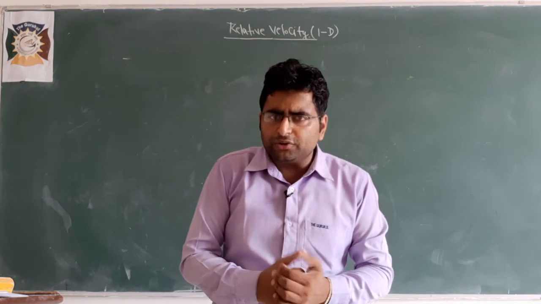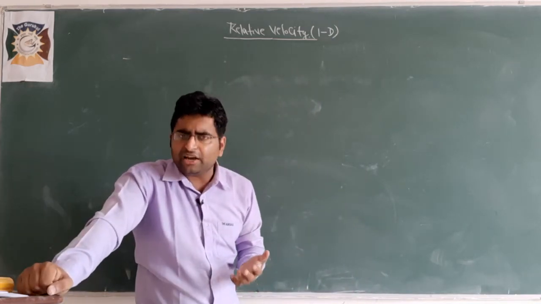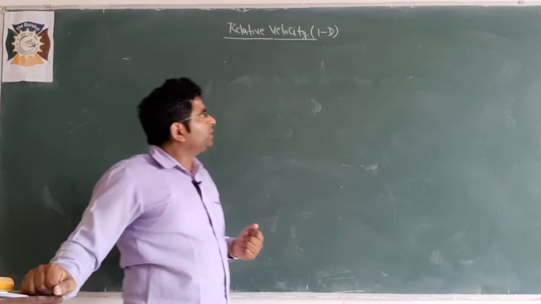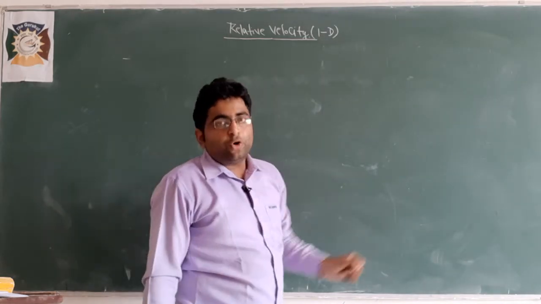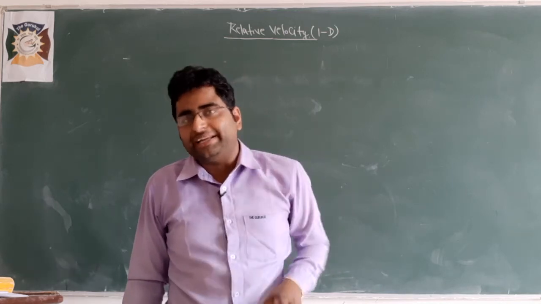Beta, today we are going to discuss relative velocity and subtraction of vectors. And beta, this is the last video of this chapter, motion in a plane. So beta, first of all, I am talking about relative velocity in 1D, that is one dimension. It means objects are moving either along x or y or z direction.